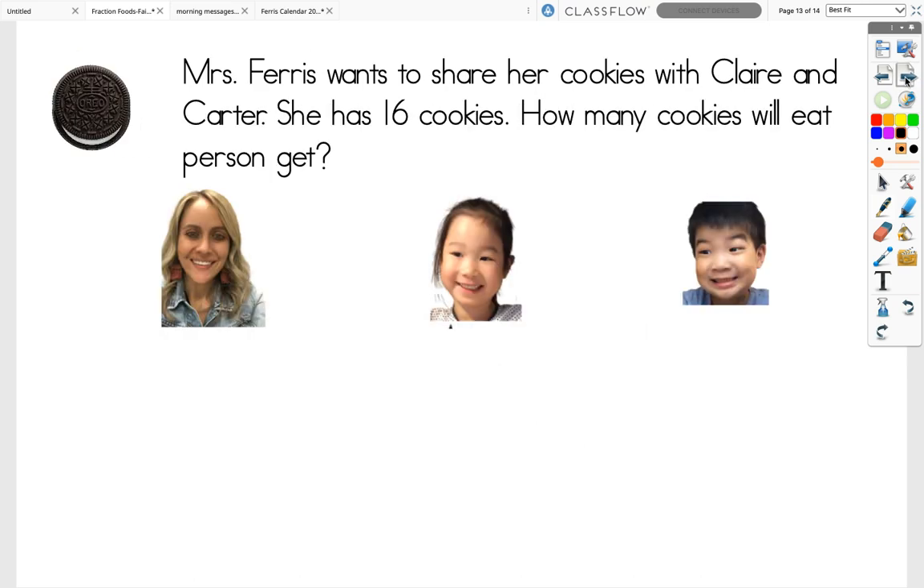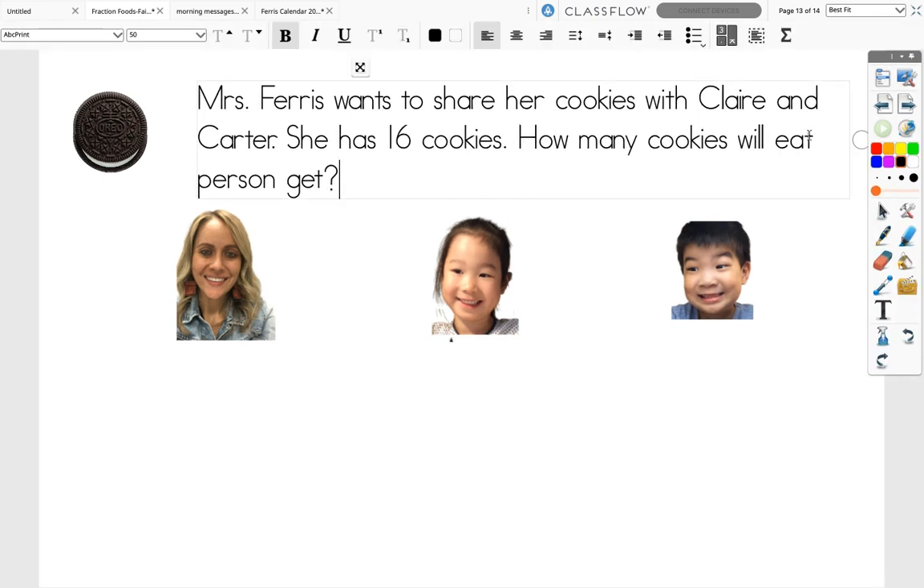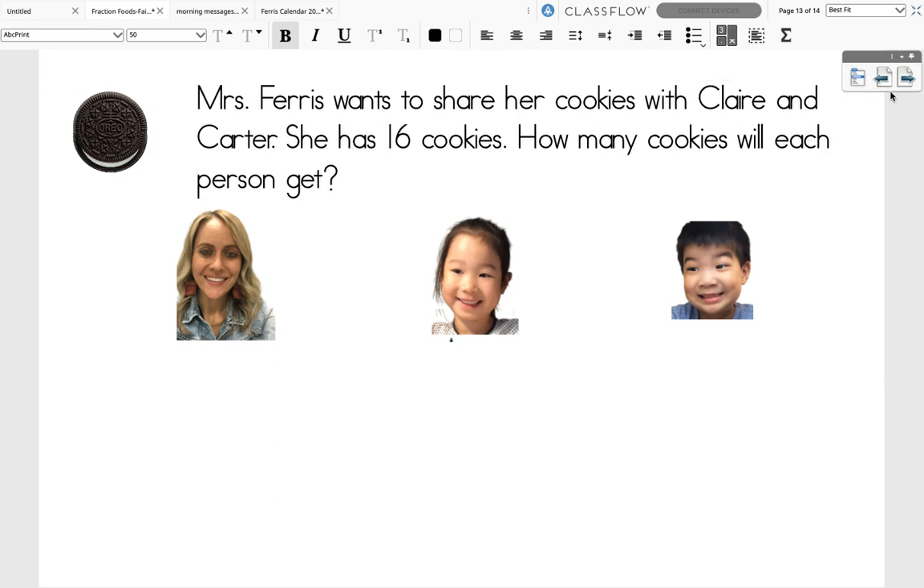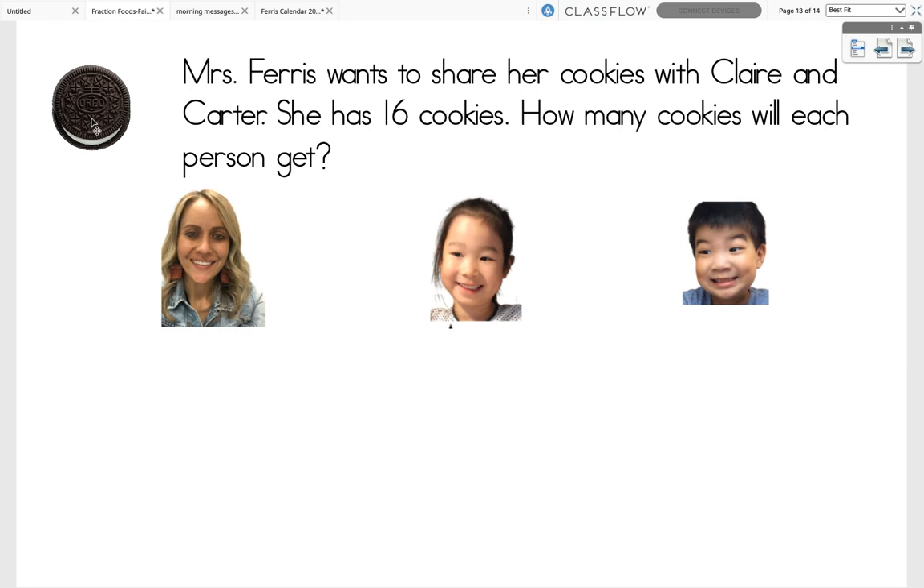And the last one says, Mrs. Ferris wants to share her cookies with Claire and Carter. She has 16 cookies. How many cookies will each person get? I should say, will each person get? All right. So let's go ahead and try that strategy that we were doing earlier with 5.